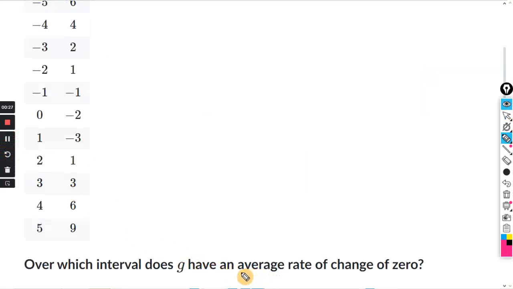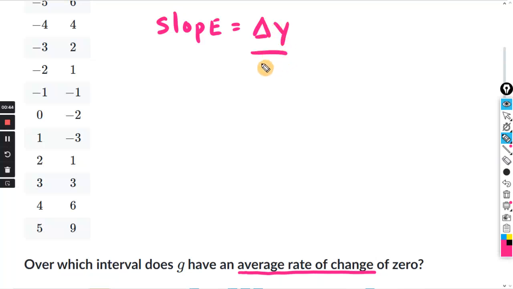Now, what do they mean by average rate of change? Well, that is just a slope. And if you recall, for the slope, it's going to be change in y divided by change in x. This triangle is a Greek letter delta, which just means change in. The change in y is y2 minus y1, and the change in x is x2 minus x1.